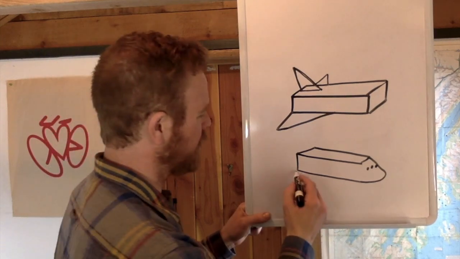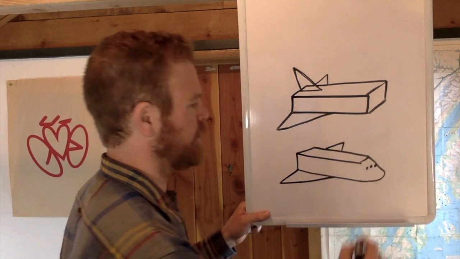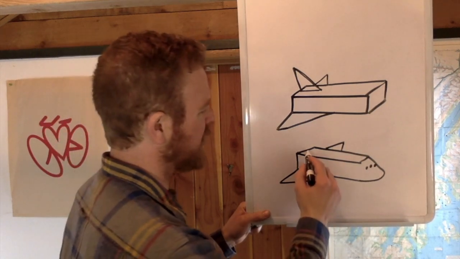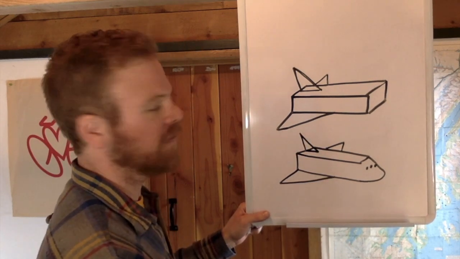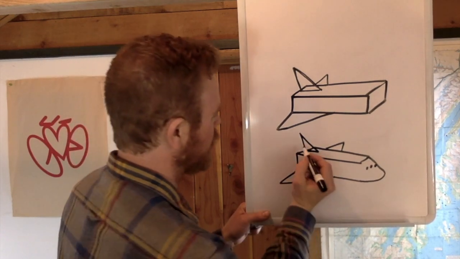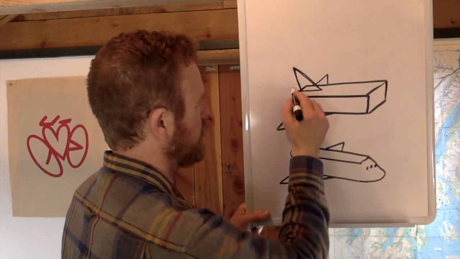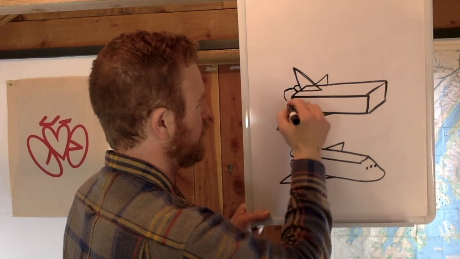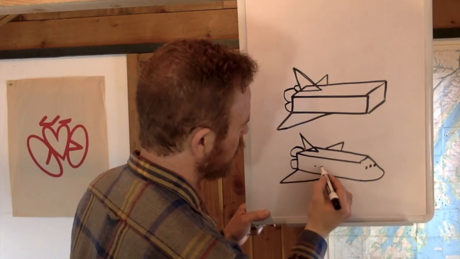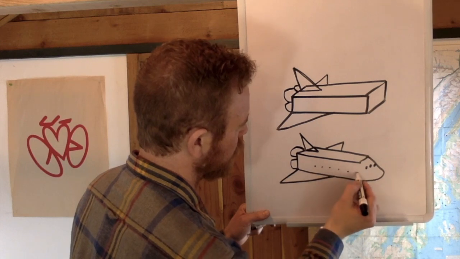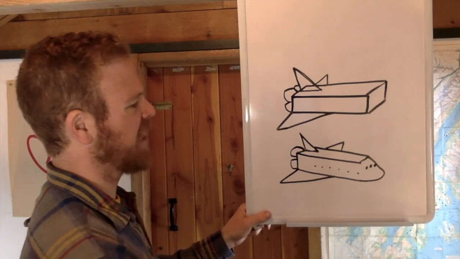Add some wings. The vertical tail in the back. Don't forget those rocket boosters. Some windows. And some flames.